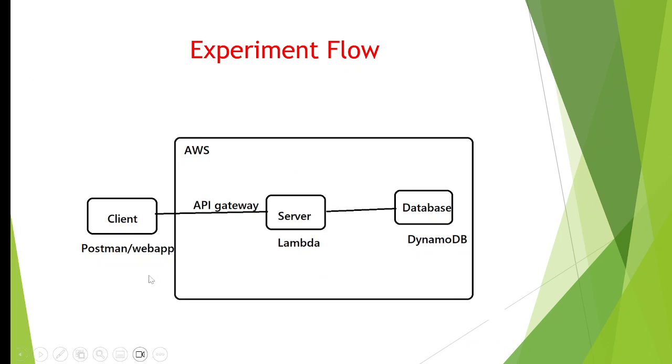Consider I have one form data. I need to send the form data to DynamoDB, that is the database. You cannot directly send your data to the database. So what we need to do is send the data to the server, and the server will forward the data to the database. So here the client will send the data to the server through the API Gateway.